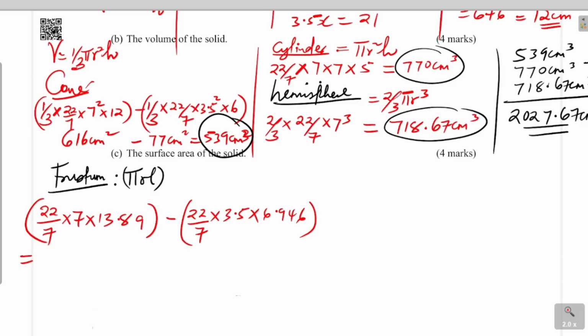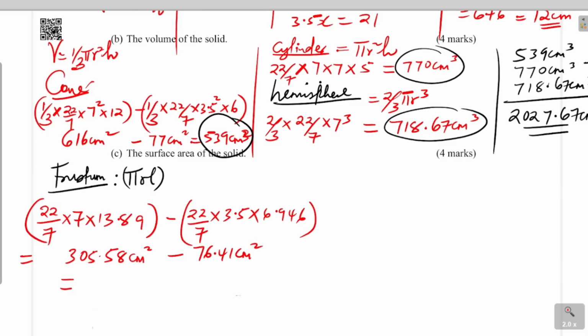This one will give 22 over 7 times 7 times 13.89. That will give 305.58 centimeters squared. Then the smaller cone, 22 over 7 times 3.5 times 6.946, that will give 76.41.